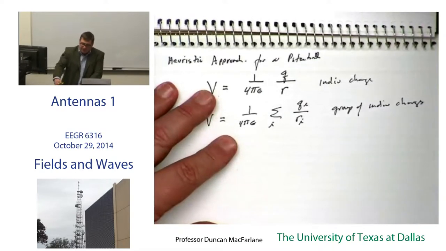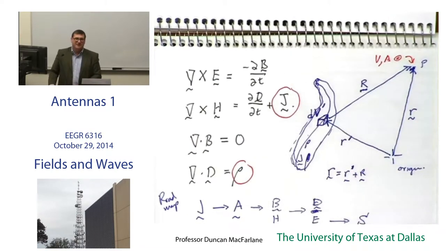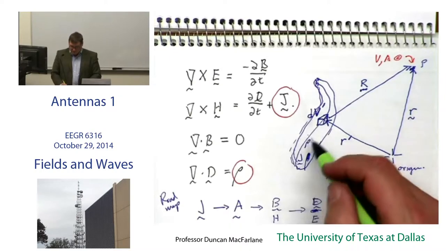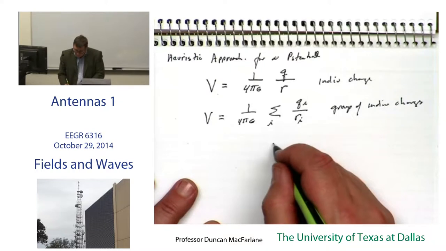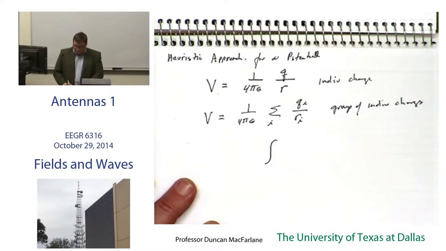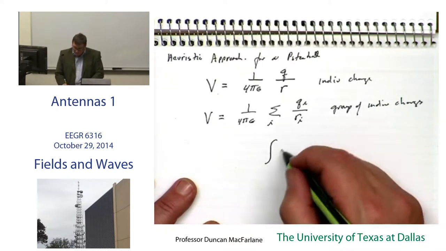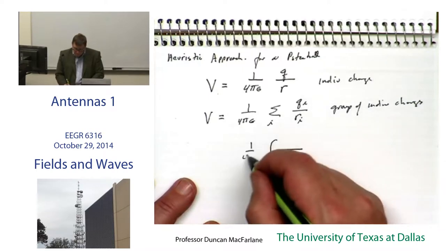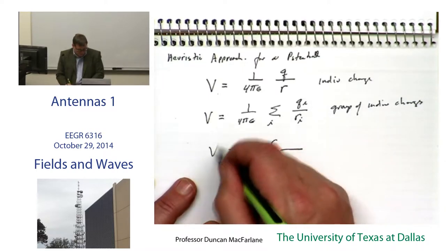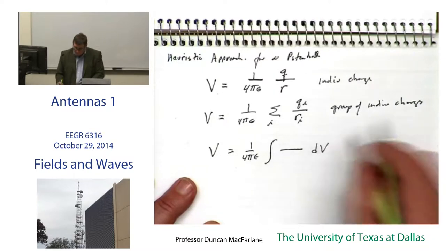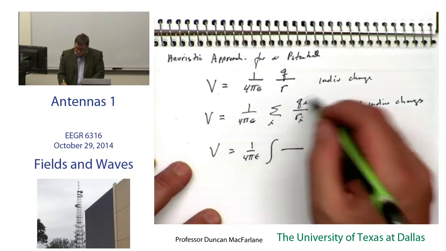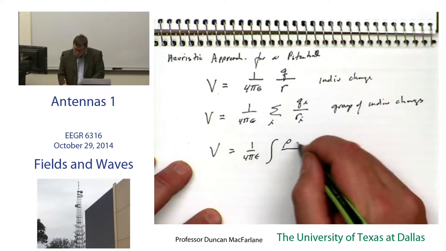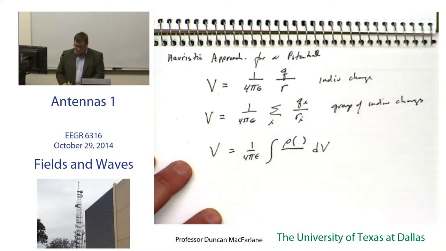Now, in my problem, in my blob, I don't have individual charges. I've got a charge distribution, rho. And it doesn't take a lot of imagination to replace the summation with an integral. And what goes in the integral to make up for the Q will be the charge distribution.